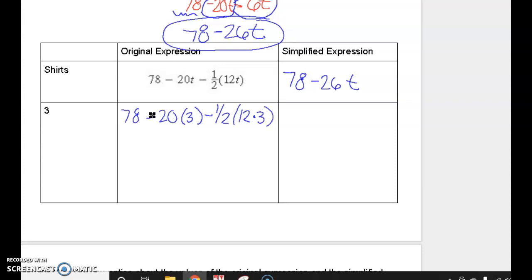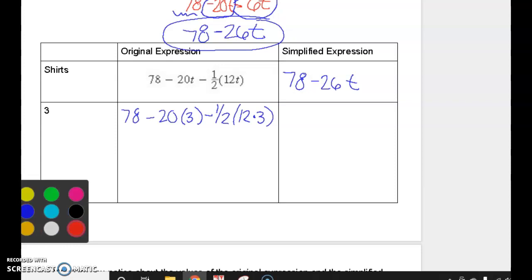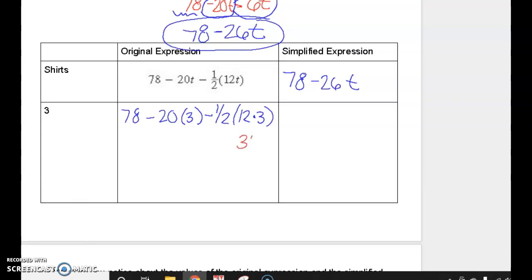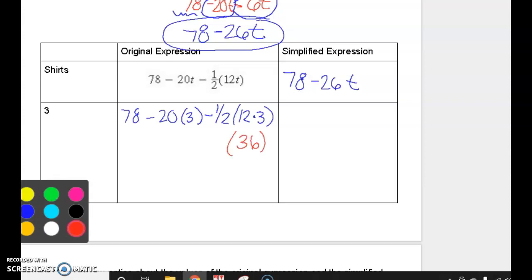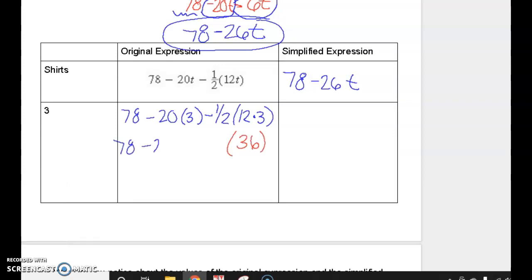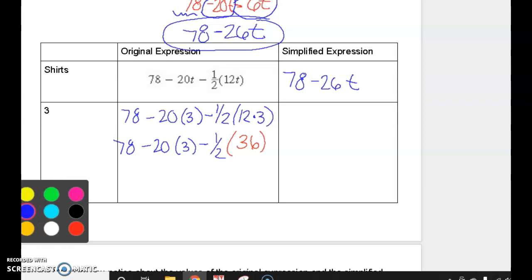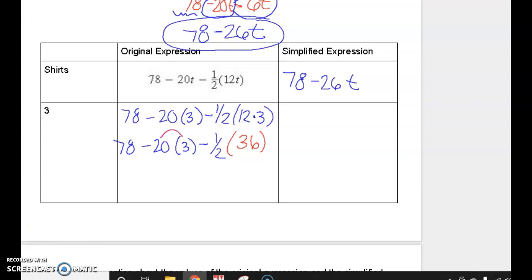So let's do some parentheses first. So in parentheses, 12 times 3, 36. Okay, and I'm going to bring the rest of this problem down. So 78 minus 20 times 3 minus a half times 36. Now let's work on our multiplication here, guys. So we have here 20 times 3, 60. Half of 36 is going to give us, that's right, 18. So I'm going to bring down my 78, my minus here.